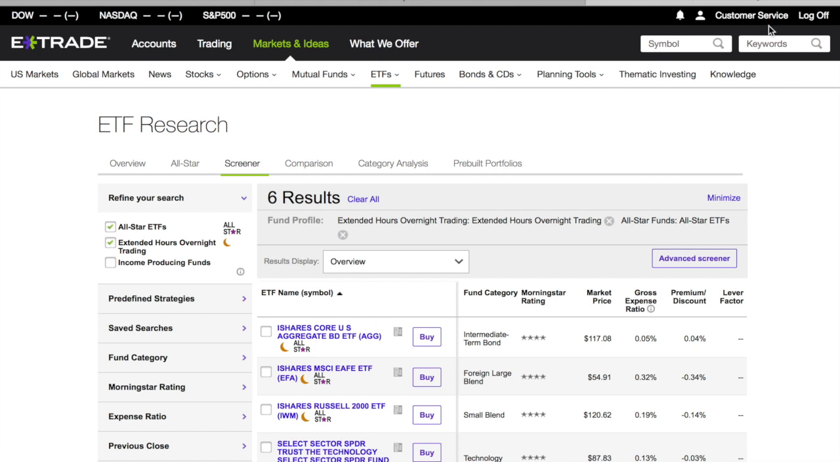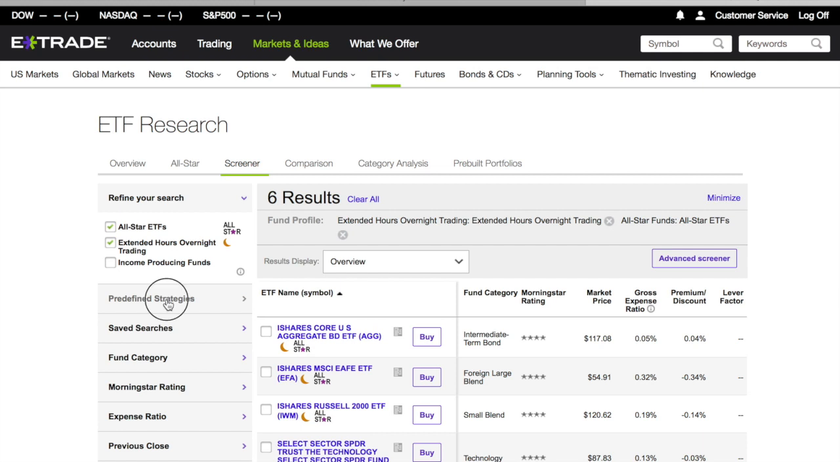As you log into E-Trade, right up under this tab here, you're going to go to Market. Go to Market Ideas. Right up in the Market Ideas, you're going to go to ETFs. Go to ETF Screener. Now, here's your screener right here. On your left-hand side you have here.